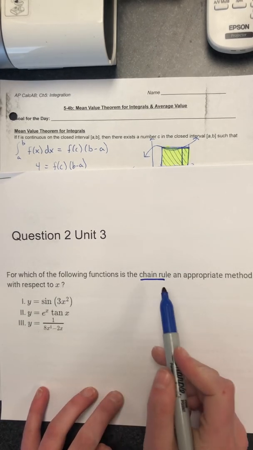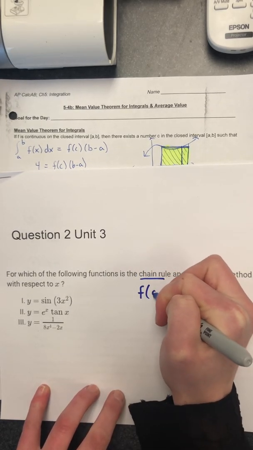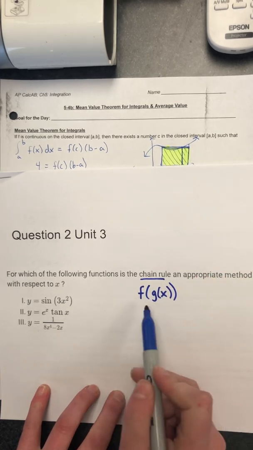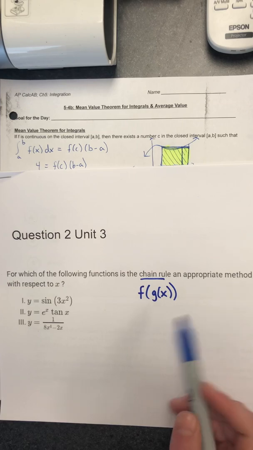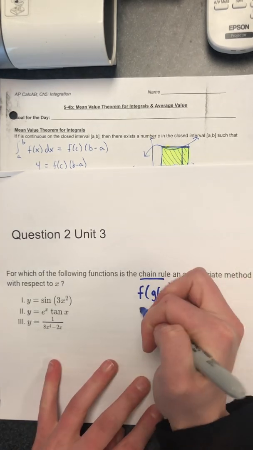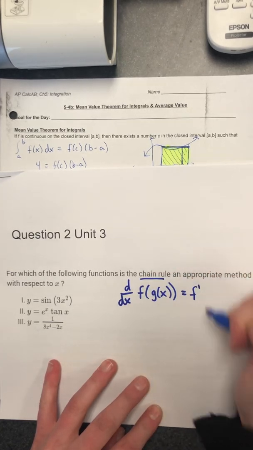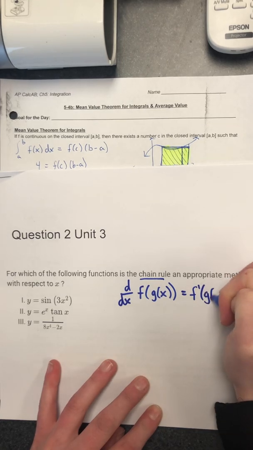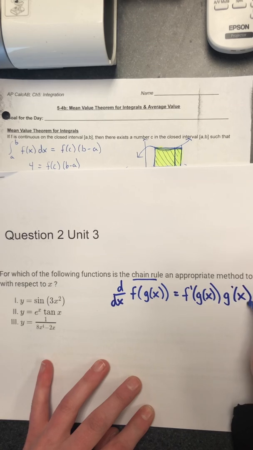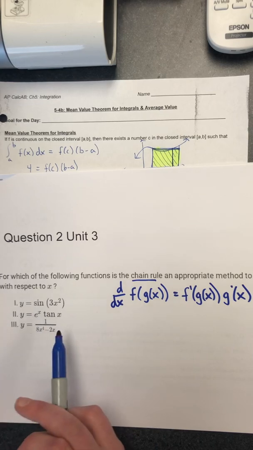Okay, now when I hear the chain rule, it says this. If I have a function f of g of x, this is actually a function that is composed with another function. If I take the derivative of this function, its derivative would be as follows: derivative of the outside, copy and paste the inside, times the derivative of the inside. That's chain rule. So it's saying, okay, there are three options here.